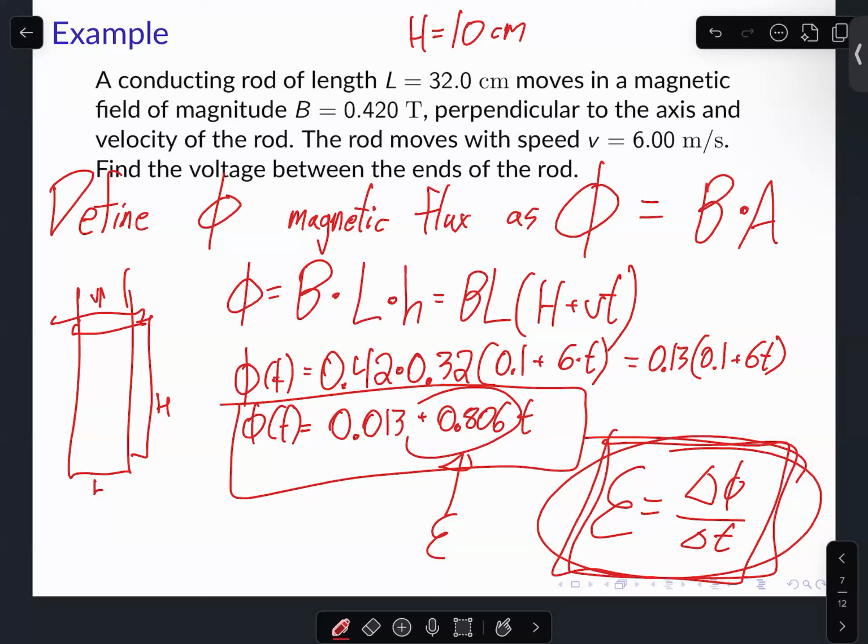H plus vt as an addition. I just multiplied BL times h plus BL times vt.